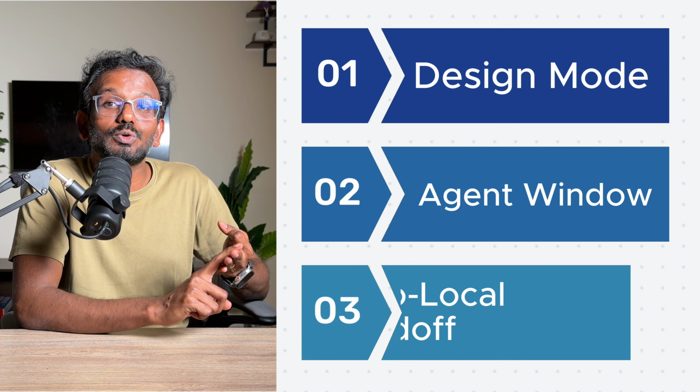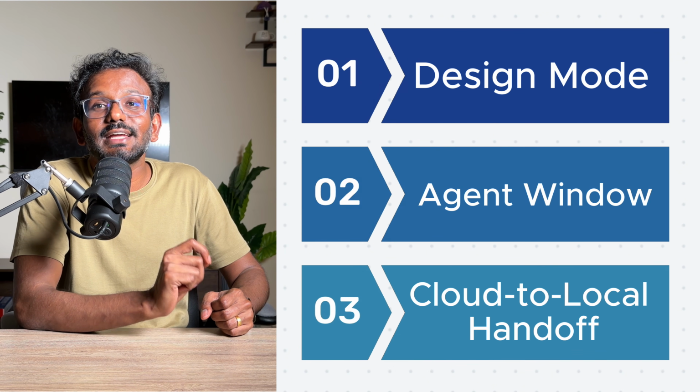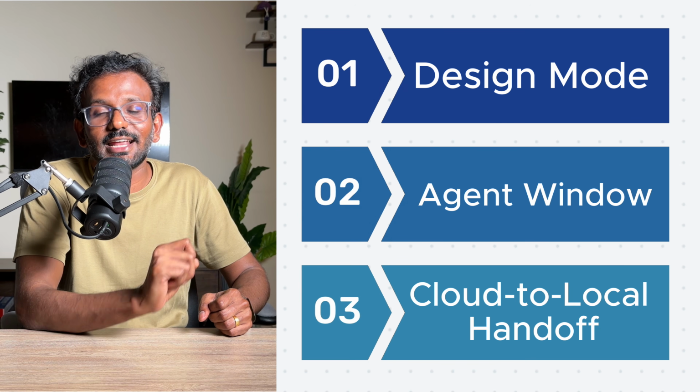In this video, I'm going to walk you through 3 main features that actually matter for front-end developers: design mode, the agent window, and the cloud to local handoff. I will show you exactly how to use each one in a real React and Tailwind workflow. Let's start with design mode, because this is the one that's going to change your daily workflow the most.